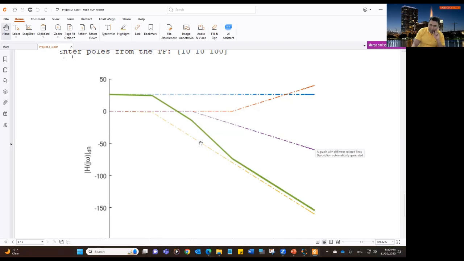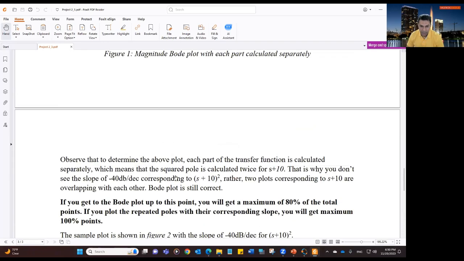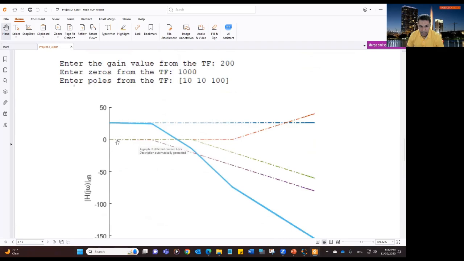And the final result is still going to be the same. Bode plot is still going to be the same. But the individual lines are different, because in this one, I'm showing you the -40 decibel. That is a square real number. In the last one, I'm not showing you that, but this is the separate 10 and 10 plotted separately, which will be two lines overlapped on each other.